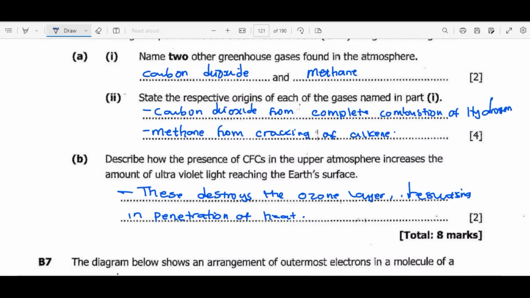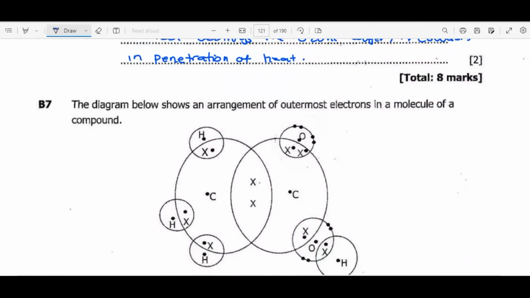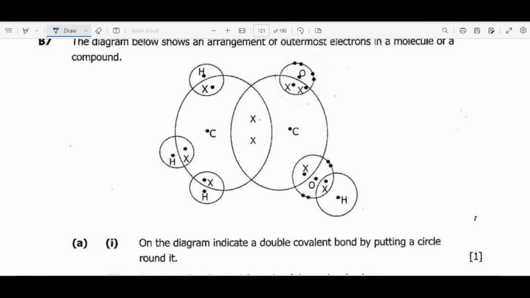Okay, now we go to question 7. The diagram below shows an arrangement of outermost electrons in a molecule of a compound. Then on the diagram indicate a double covalent bond by putting a circle around it. So how do you know the double bond? The double bond is known by 4 electrons. So we need to look at the bond where we have 4 electrons. This is where the 4 electrons is. So that is the double bond.